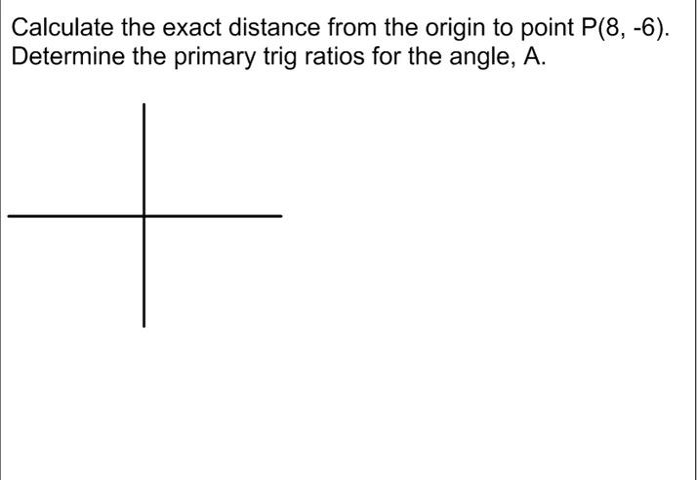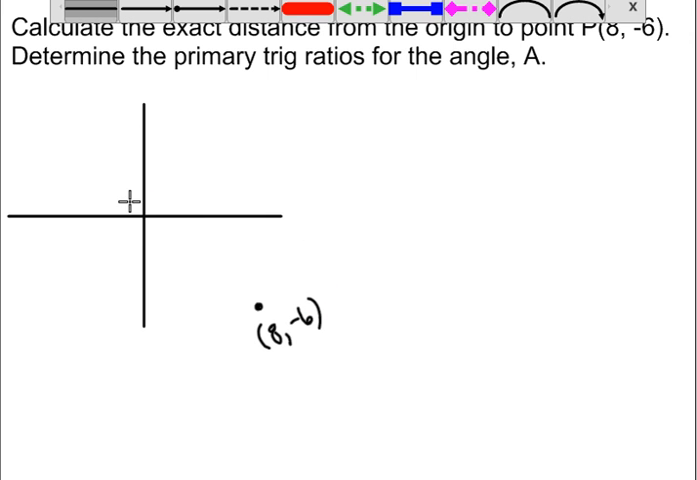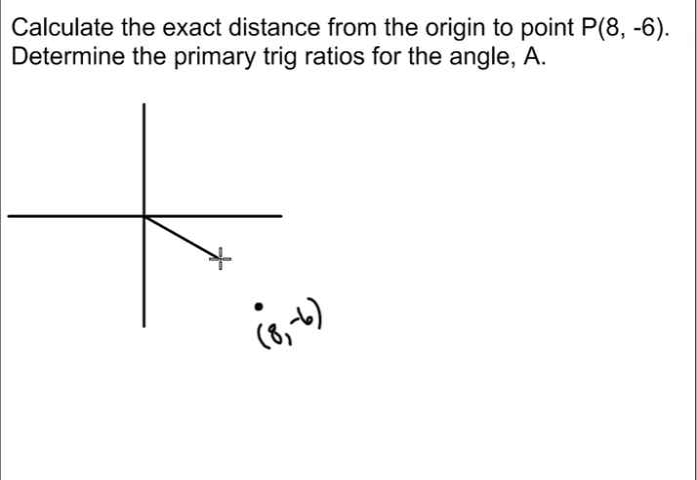Okay, so we have to start by calculating the exact distance from the origin to this point, (8, -6). First of all, plot that point on your graph. So positive 8 and negative 6 would be in this quadrant down here. And we're looking for the distance from this point to the origin, which is (0, 0) right here. So we're looking for this distance here.